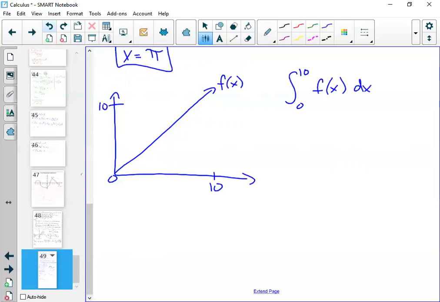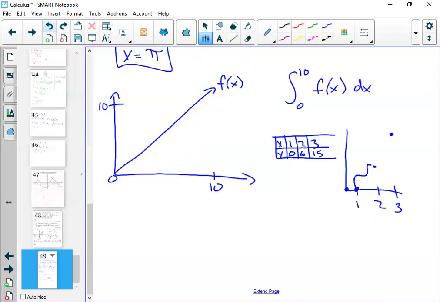So for problems like that, or problems where they give you just a table of values, maybe you don't know what's happening in between. All you know is that here's x and here's y. It goes from 1 to 2 to 3, and y goes from 0 to 6 to 15. And so all you would have on your graph are some points: 1, 2, 3, and 2 goes up to 6, and 3 goes up to 15. All you have are these points.